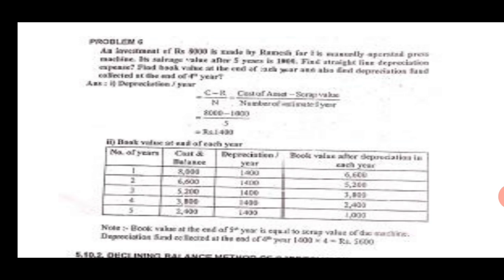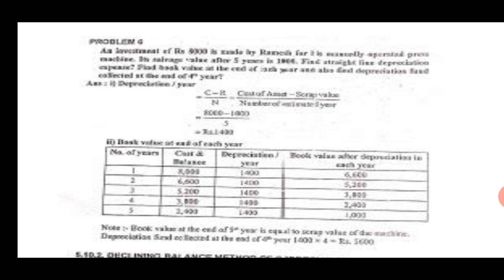So depreciation per year is C minus R divided by N. R is the scrap value. C is cost of the asset. So it is 8,000 rupees minus 1,000 divided by 5. That is 1,400 rupees is the straight line depreciation every year for 5 years.